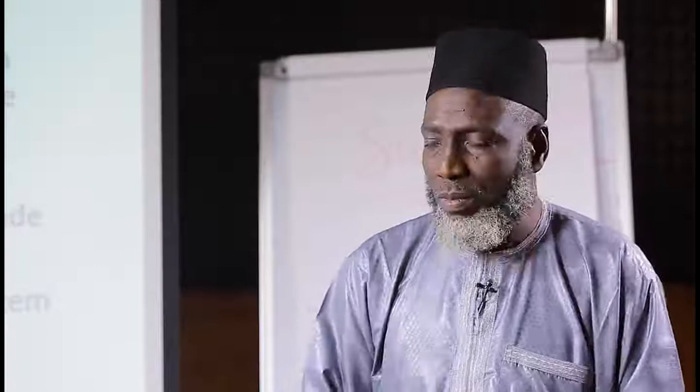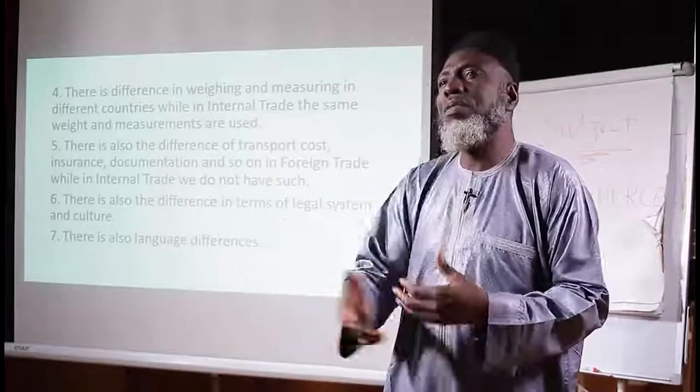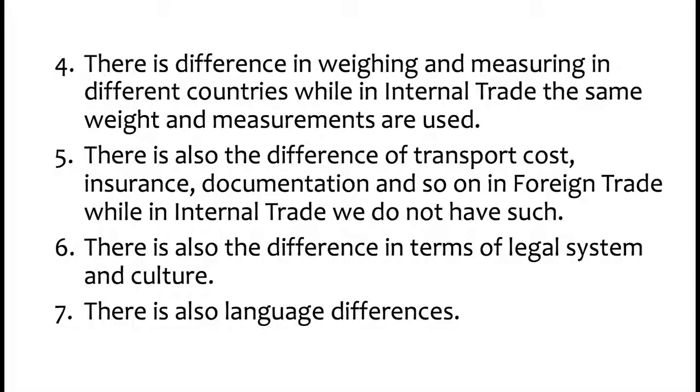Number four, there is also a difference in terms of weighing and measuring. Different countries have their different measures, what they use to weigh and measure goods. But in home trade, since it is one country, they normally use the same measurement or weight. Number five, there is also a difference in transport costs. Foreign trade involves traveling far distances, going to buy or them coming to buy from us. But in home trade, you don't cover such far distances.